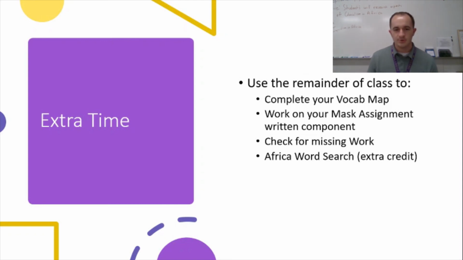But if we do this assignment, we will see that we have a list of African names, and then our word search is in the shape of Africa. So we're going to find all of the words and circle them. Don't highlight them. It's going to be easier for me to see if you actually circle them. So we're going to do this, and if we finish it, we can get 5 extra points for our test.